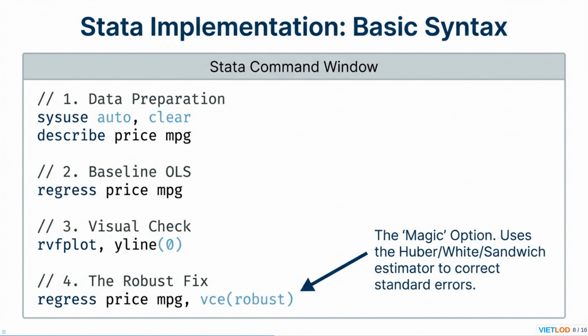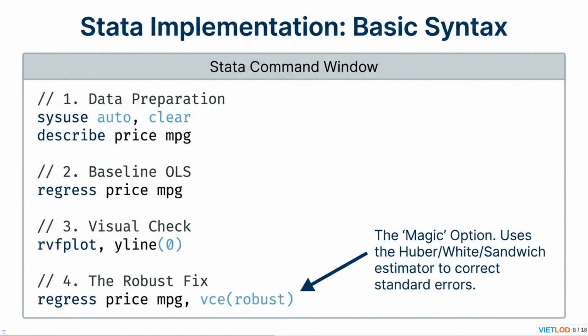Now, let's look at how to put this into practice using Stata. We start by loading the built-in auto data set and describing our variables, price and miles per gallon. Step 2 is running a standard, baseline OLS regression to establish our starting point. In Step 3, we visually inspect our errors using rvfplot. Adding a horizontal line at 0 makes it much easier to spot any fan-like patterns in the residuals.